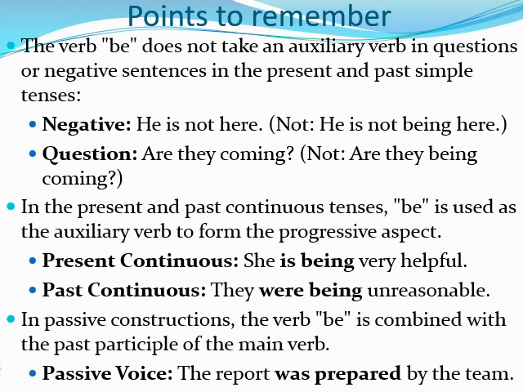In the present and past continuous tenses, be is used as the auxiliary verb to form the progressive aspect. In the present continuous, she is being very helpful. In the past continuous, they were being unreasonable. In passive constructions, the verb be is combined with the past participle of the main verb. In the passive voice, we say, the report was prepared by the team.